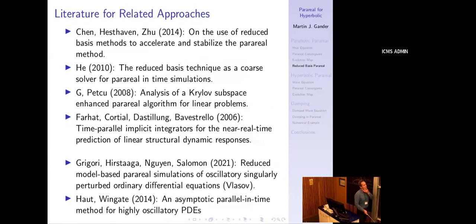Here is a review of literature that dates almost 10, even more than 10 years ago. There is a paper by Jan Hesthaven. I was in Roscoff when he presented this work. He proposed to use reduced basis methods for the coarse propagator. And I didn't think much about it, which was a big error. And the reason is because he proposed to use this almost exclusively on hyperbolic problems. And I thought parareal for hyperbolic problems just doesn't work. So it didn't make any sense to me. So I almost neglected this.